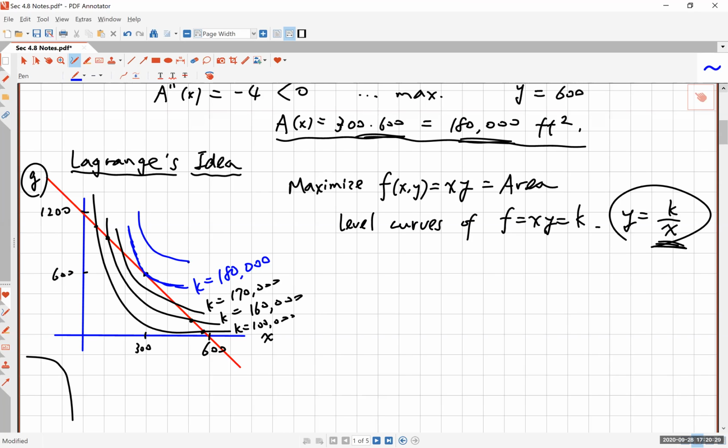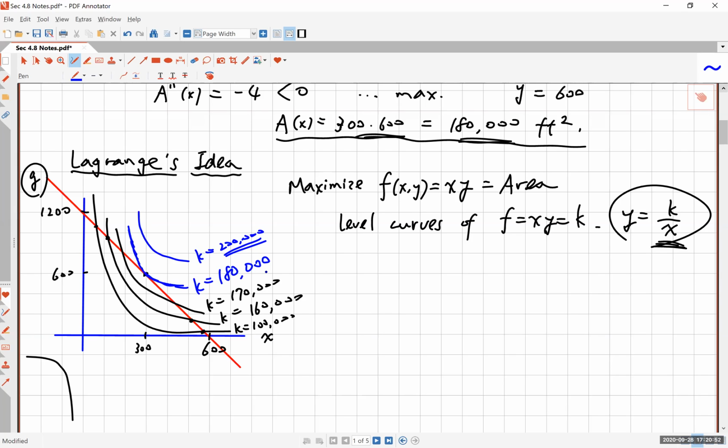So there is no point in doing this. And I mean, literally, there is no point where this area can be obtained as long as G is a constraint. There is no point in drawing anything bigger than 180,000 because there is no point where such a curve meets the level curve G.